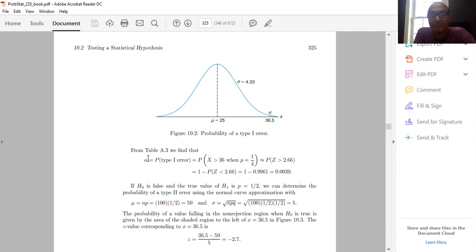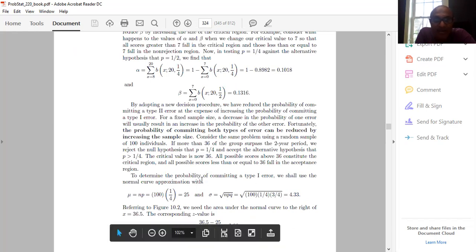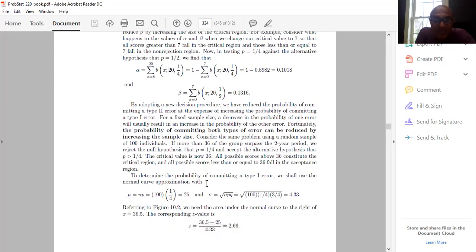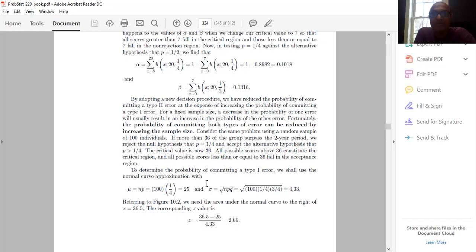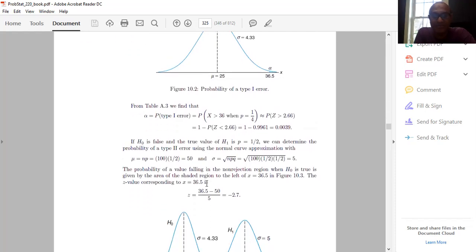But now what I'm going to do, previously my sample size, what was the sample size? Is it mentioned somewhere over here? My n value, and 36, all possible scores above 36 constitute the critical region. Okay, fine. So let's find this one.